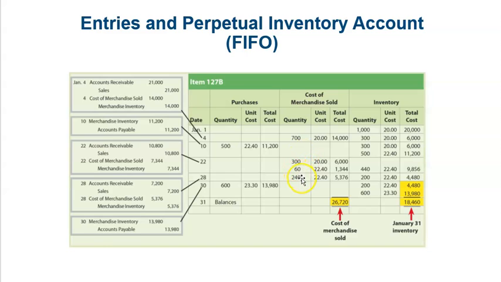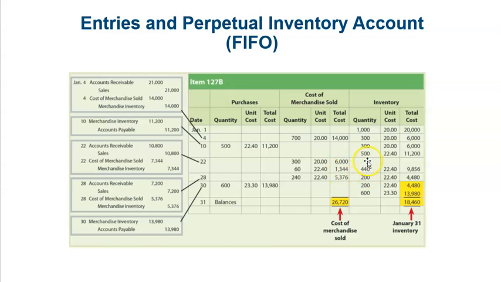Here we sold some more. Looks like we sold a total of 360. Okay, so we're going to sell all that we have from our first level, the $20 level. Sell them all, 300. That didn't get enough, so then we're going to go to our next level and sell the remaining 60. So 300 times 20 is 6,000. 60 times 22.40 is this. So all together, we add these two together to get our cost of goods sold for this.